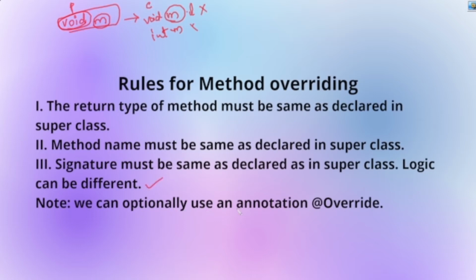We can optionally use an annotation, that is @Override. Whenever you are overriding any method from the superclass to the subclass, you can use this annotation, @Override. It is optional. You can use it or you can just skip it.